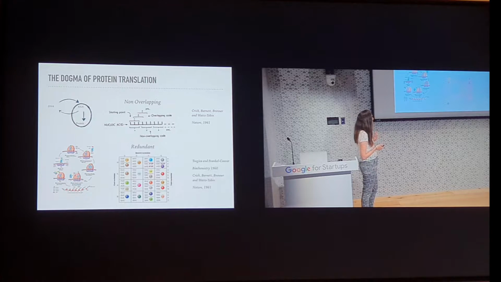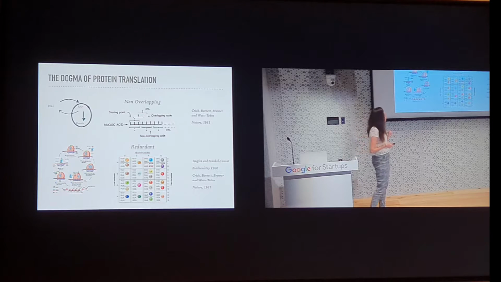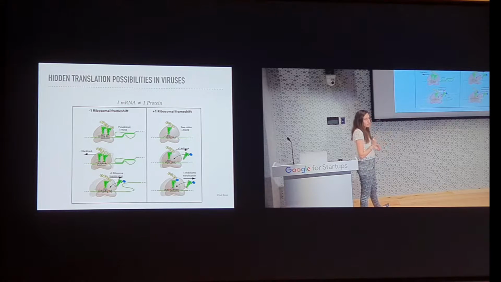Another property of coding is redundancy. We have 4 letters for nucleotides, for RNA. Triplets are coding for amino acids, so this creates 64 possibilities, 64 combinations, but we only have 20 amino acids, which means that some triplets would code for the same amino acid, and we're going to go back to that in a minute. So these are the two main dogmas of classical translation, and I'm going to talk about non-classical translation.